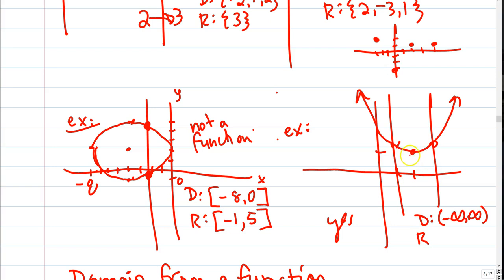It has the lowest point at a y value of 1. So the range would start at a minimum of 1 and go on to infinity. Let's keep going.